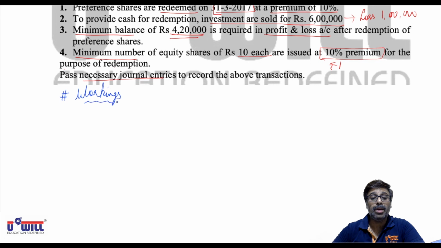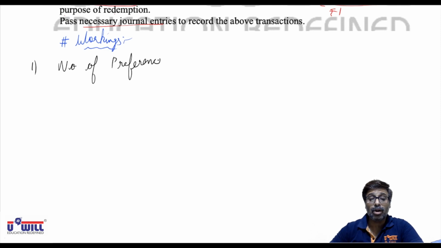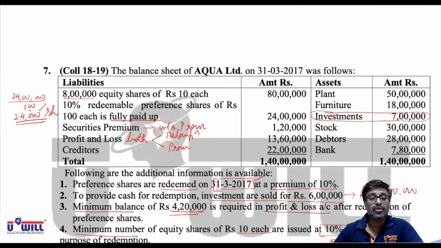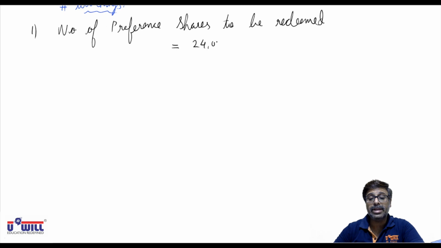So working note number 1, number of preference shares to be redeemed is equal to 24,000. As we discussed, 24 lakhs divided by 100, so 24,000 preference shares are to be redeemed. Now we will have two parts of the same. One will be premium and the second will be face value.